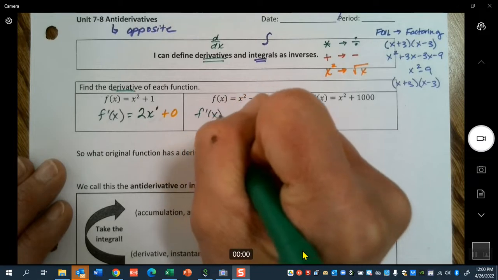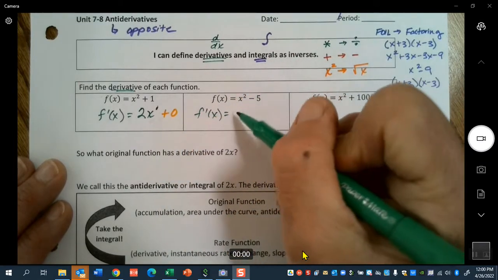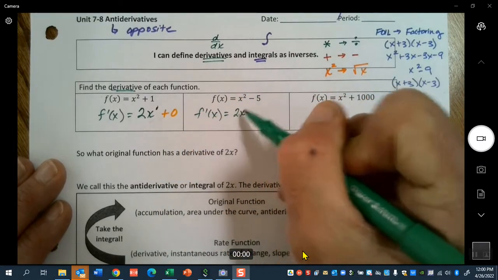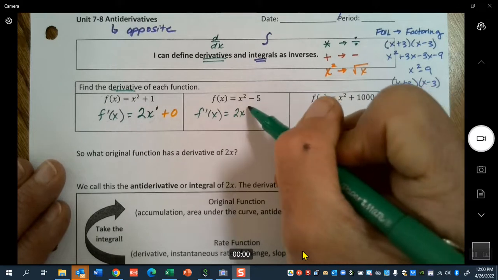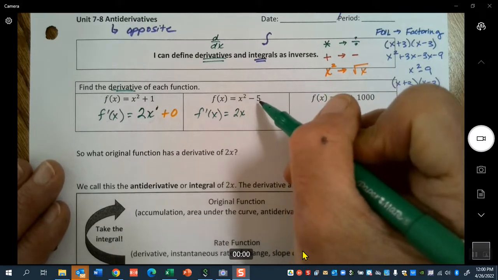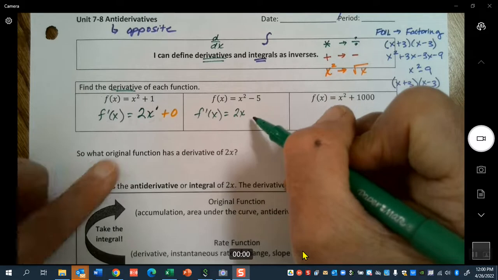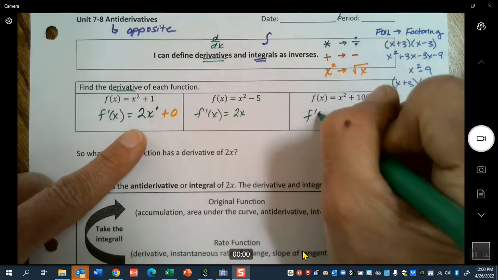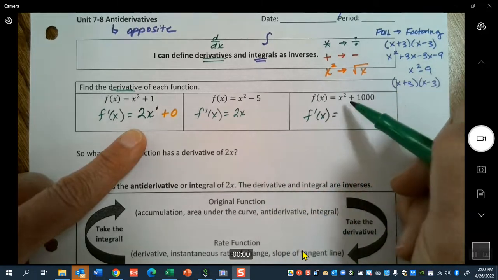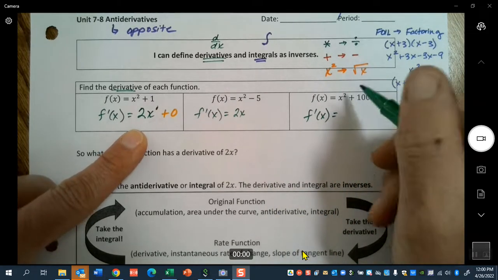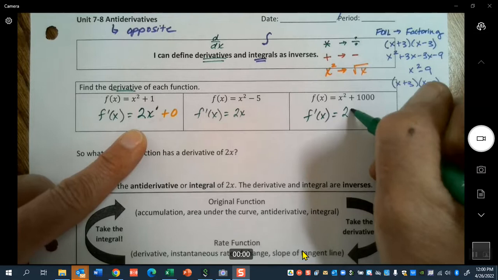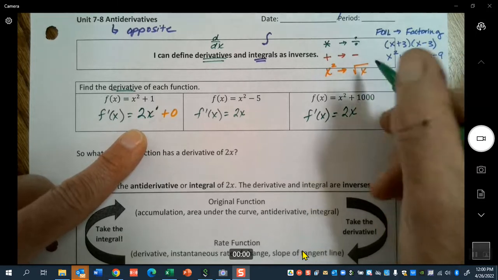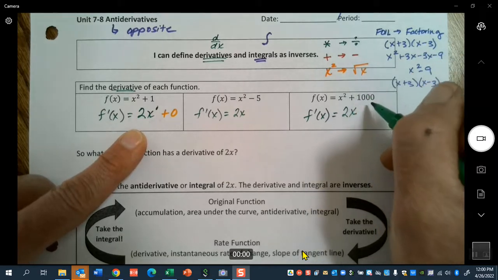F prime of x is equal to, my exponent comes down as a factor. There's my x to the 1 less power. Derivative of negative 5 is 0. Huh, that sounds familiar. All right, let's try it again. F prime of x is equal to, my exponent comes down as a factor times my x to the 1 less power, and then the derivative of a constant is 0.